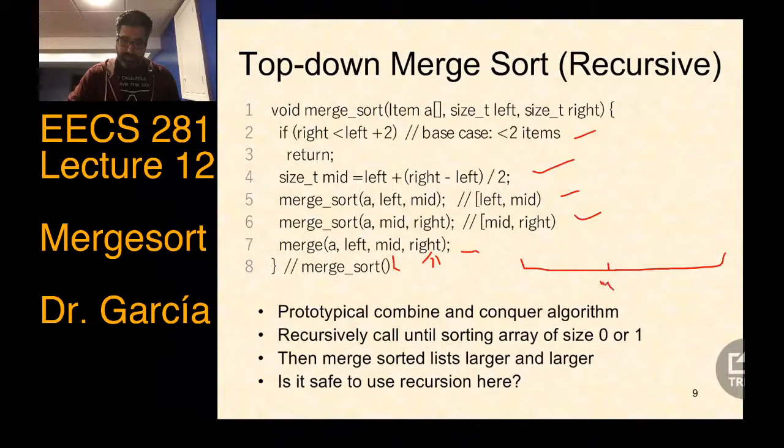Mid. Can't do a D at all. Mid, left, and right. Okay, and all of this is A, the input array.